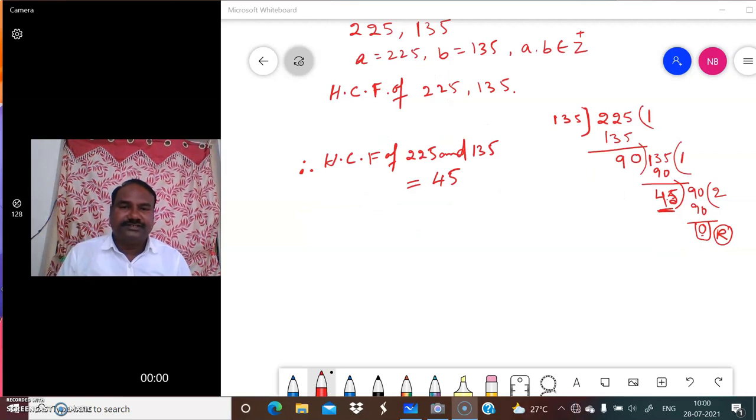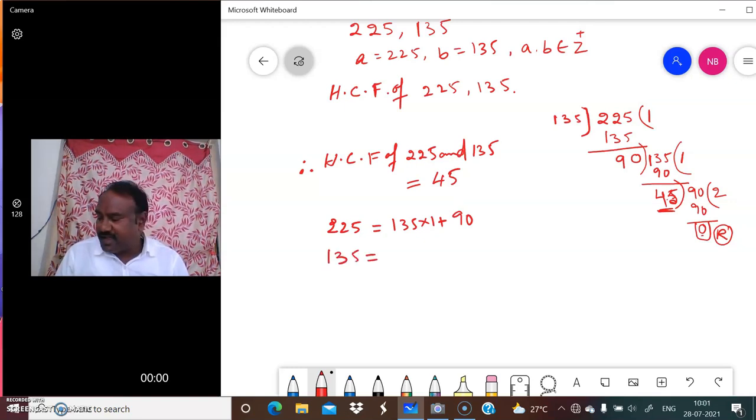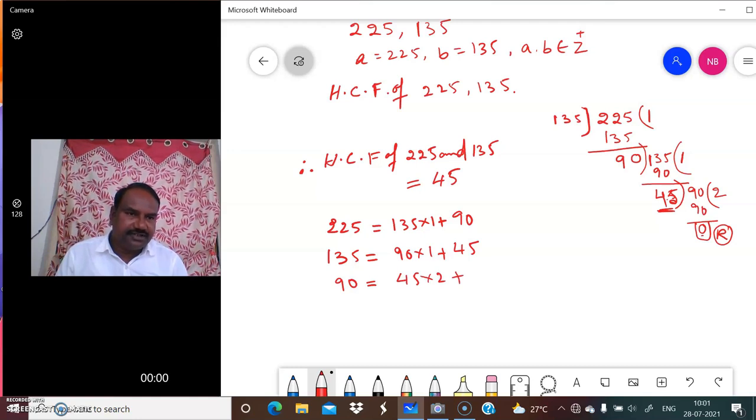I explained this process of finding HCF using this Euclid division lemma. So in this first step we can write 225 is equal to 135 into 1 plus this 90. Now this 135 can be written as 90 into 1 plus this 45. Now this 90 can be written as 45 into 2 plus 0. So 45 into 2 plus 0 we have to write.